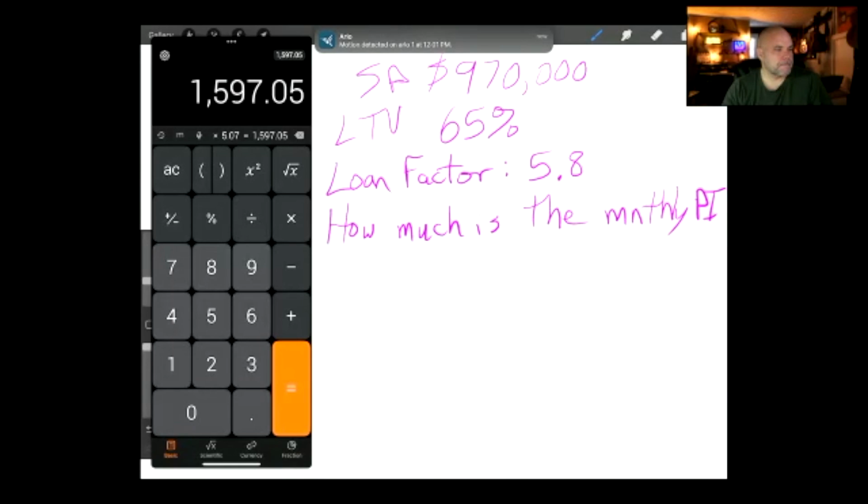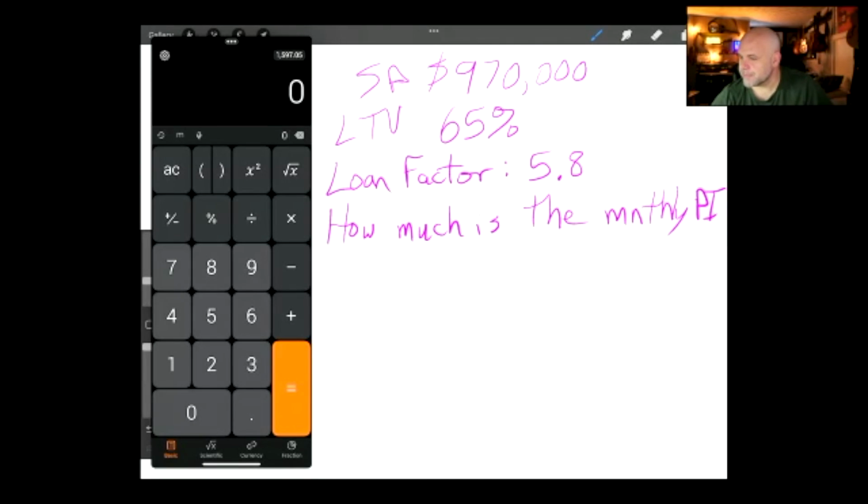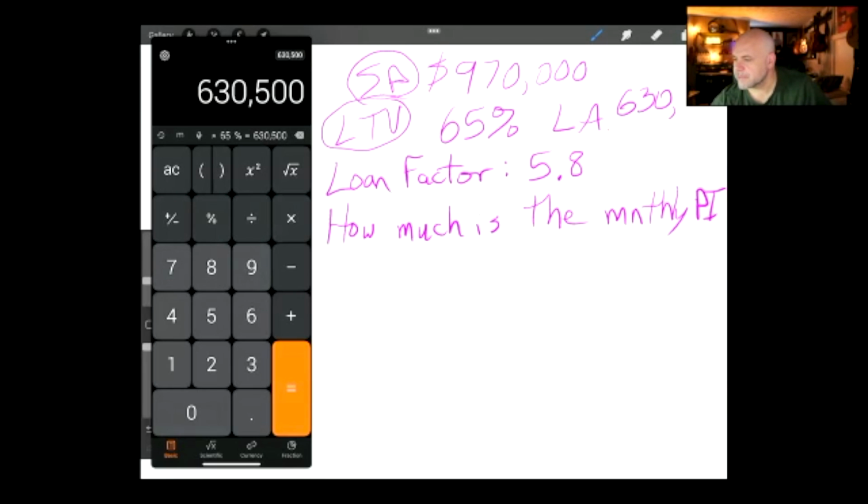So I got 3,656.9. That sounds pretty good. Let me do it. Let's see. First of all, we need to use our price and our LTV to get the loan amount. And all we're going to do is multiply those together. 65%, and that is a borrowed amount, the borrowing of $630,500.